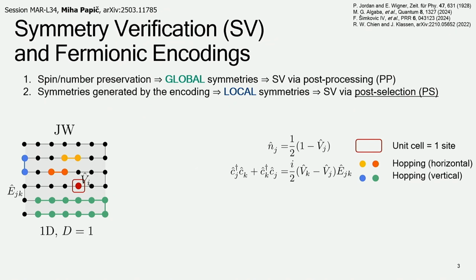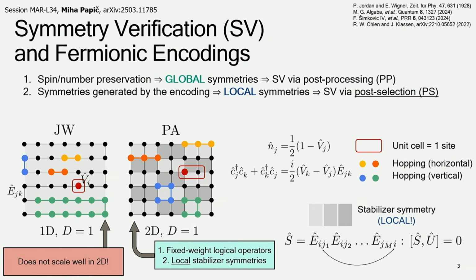As an example, this is the Jordan-Wigner encoding that we're all familiar with. I colored in some logical operators of the encoding here. The issue with the Jordan-Wigner encoding is that because it is a one-dimensional encoding, some of the logical operators, if you're trying to encode a two-dimensional system, are going to grow pretty fast. That's why people have come up with so-called local encodings, where the weight of these logical operators stays constant as you scale up the system. And as an added bonus, what you get are these local stabilizer symmetries, as in error correction.